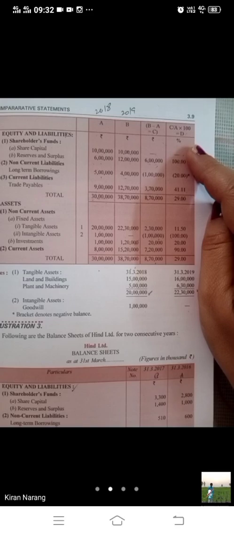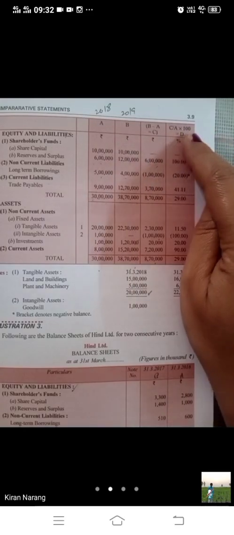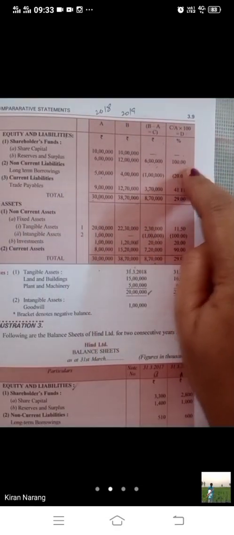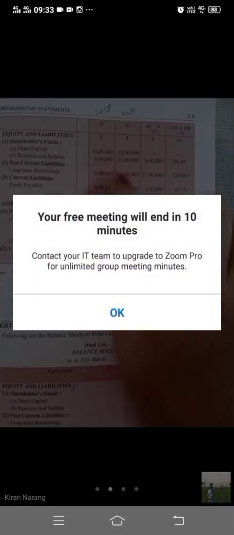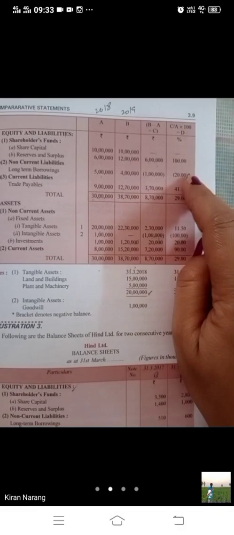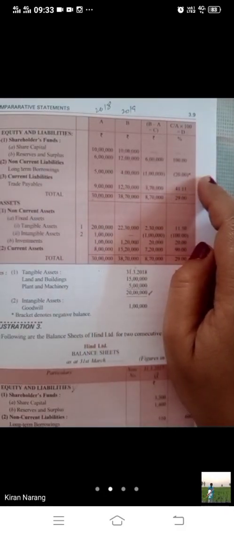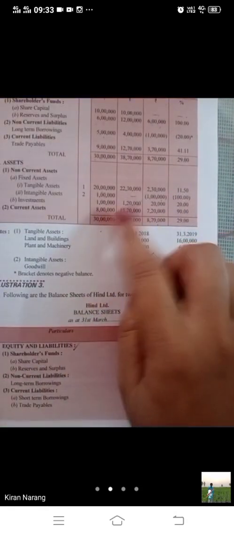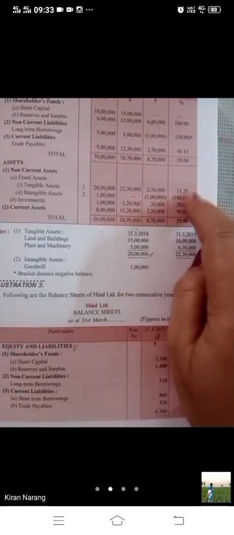Then D, how will we calculate the D column? C upon A into 100. C upon A means 6 lakh divided by 6 lakh into 100, 100%. 1 lakh divided by 5 lakh into 100, 20%. 370 divided by 900 into 100, 41%. And then 870 divided by 3000 lakhs, it is 29%. In the same way you will calculate C upon A into 100.